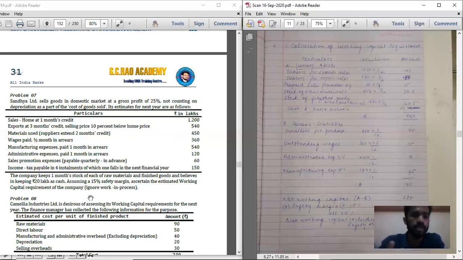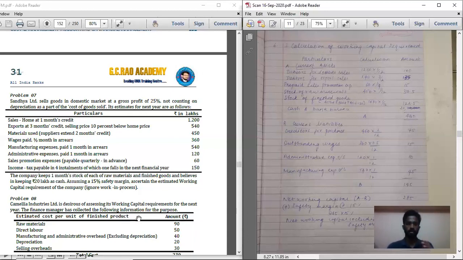Two to three points have been newly added. Point number 1, sales promotion expenses payable quarterly in advance. That is, you are paying 3 months value in advance. When you are paying in arrears, it is current liabilities. When you are paying in advance, it is current assets. So sales promotion expenses should fall under current assets.